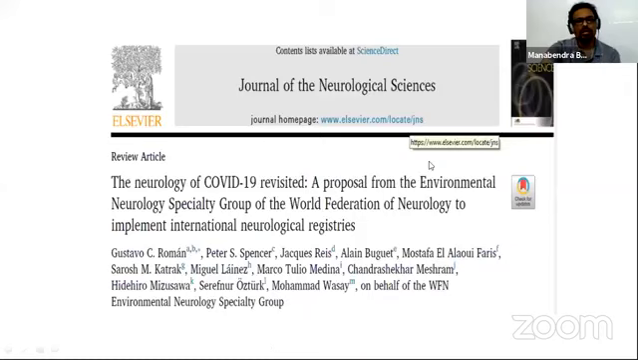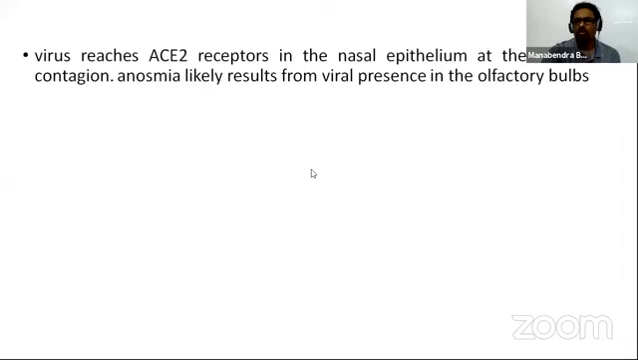The World Federation of Neurology brought together a bunch of scientists around the globe, from different countries. They were asked to meet, and finally in this journal they published the actual neuropathological mechanism of this coronavirus, SARS-CoV-2. As we mentioned earlier, the virus reaches the ACE2 receptor in the nasal epithelium through contagion, and anosmia is the result.